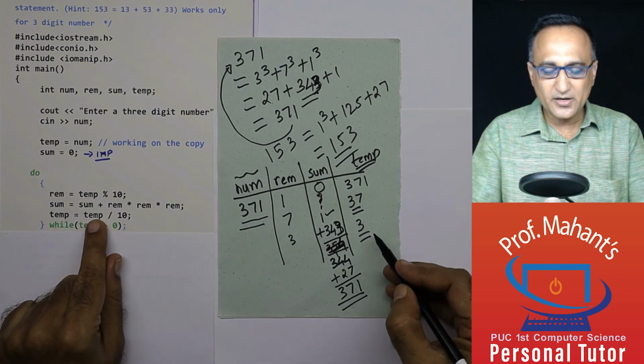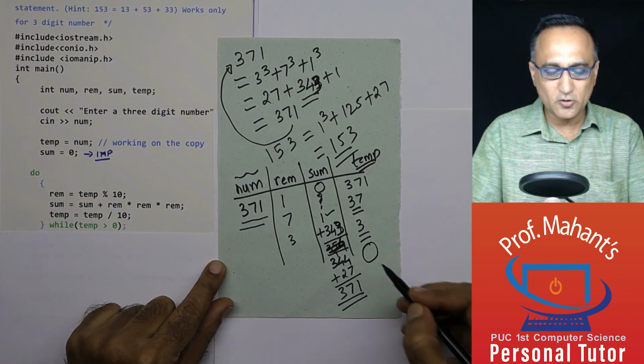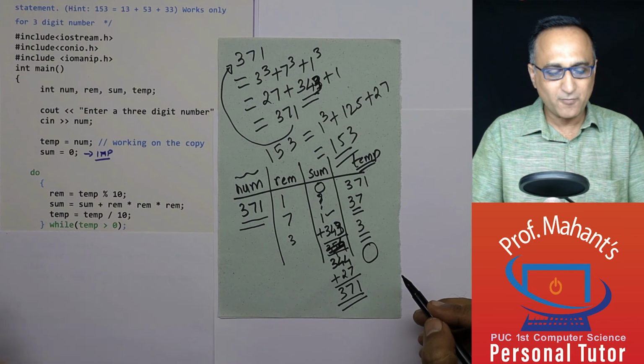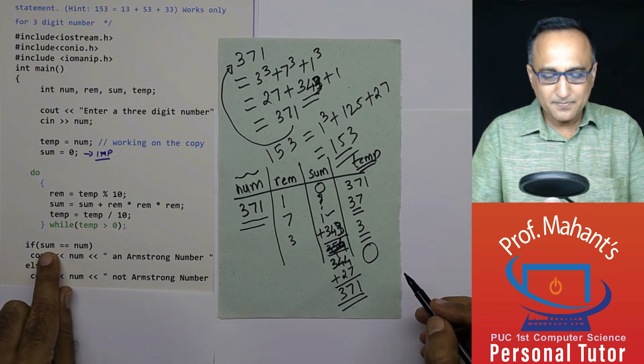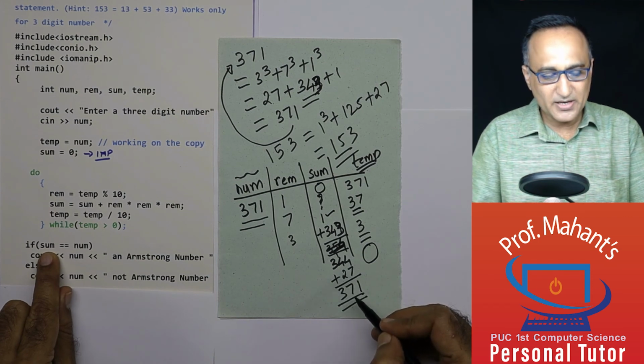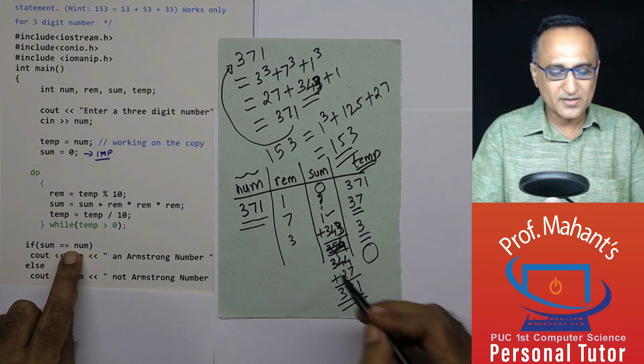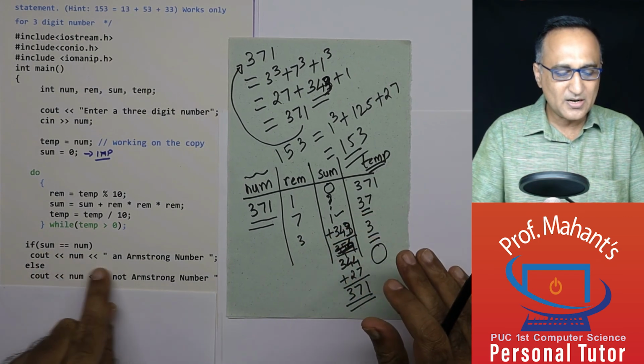Temp is 3 divided by 10, so quotient becomes 0. 0 greater than 0 is false. So I come down here. What is sum? Sum is 371. What is the original number? 371. So such a number is an example of an Armstrong number.